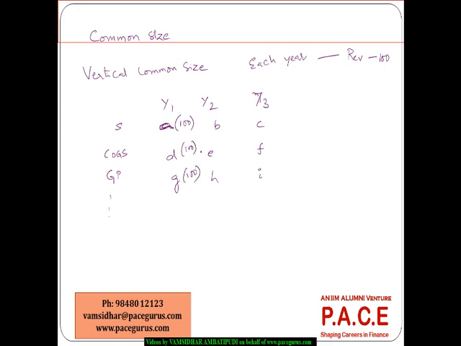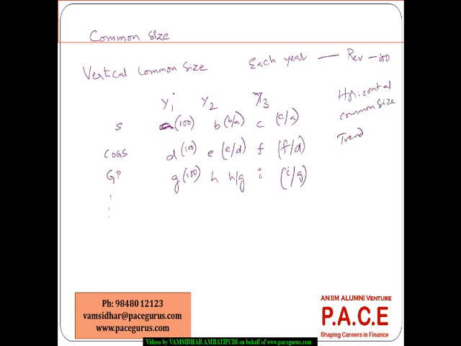The initial year is fixed at 100 for all of them, and B divided by A, E divided by D, and H divided by G. The same logic here, C divided by A, F divided by D and I divided by G. This is a horizontal common size. So it is more like a trend.